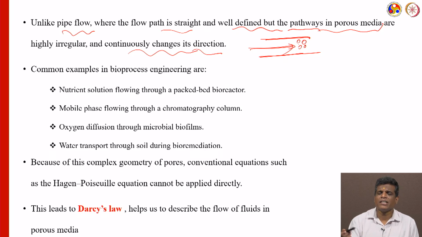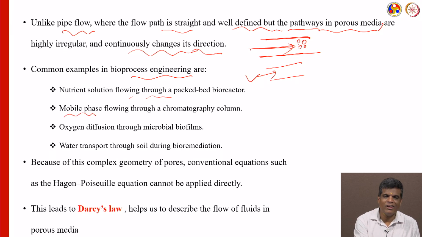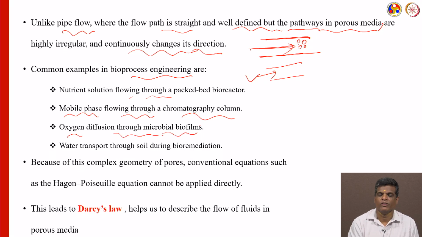What are common examples in bioprocess engineering? The first one is nutrient solution flowing through a packed bed bioreactor. The second is the mobile phase flowing through a chromatographic column, another very good example. The third is oxygen diffusion through a microbial biofilm.